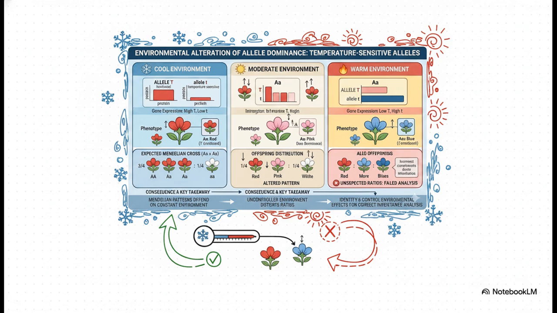In a cool environment, a functional allele might be completely dominant over a temperature-sensitive one, giving you red flowers and a perfect 3-to-1 Mendelian ratio. But take those exact same heterozygous plants in a warm environment, and the heat might inhibit the normal protein, causing the temperature-sensitive one to take over, turning the flowers blue. The environment literally altered the dominance relationship. If you don't control for environmental effects, your expected ratios will fail entirely, leading to totally incorrect conclusions.